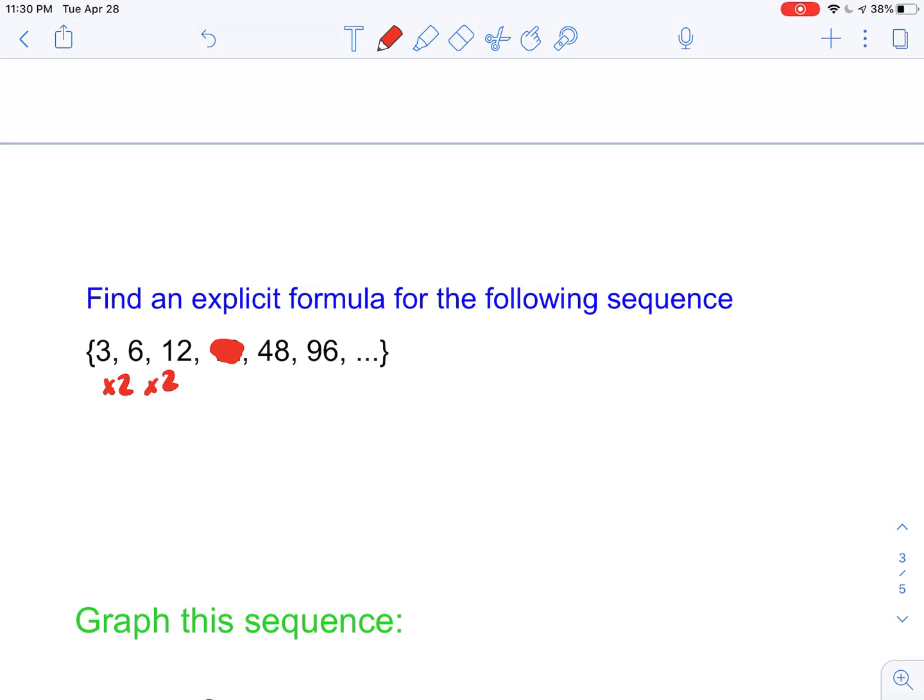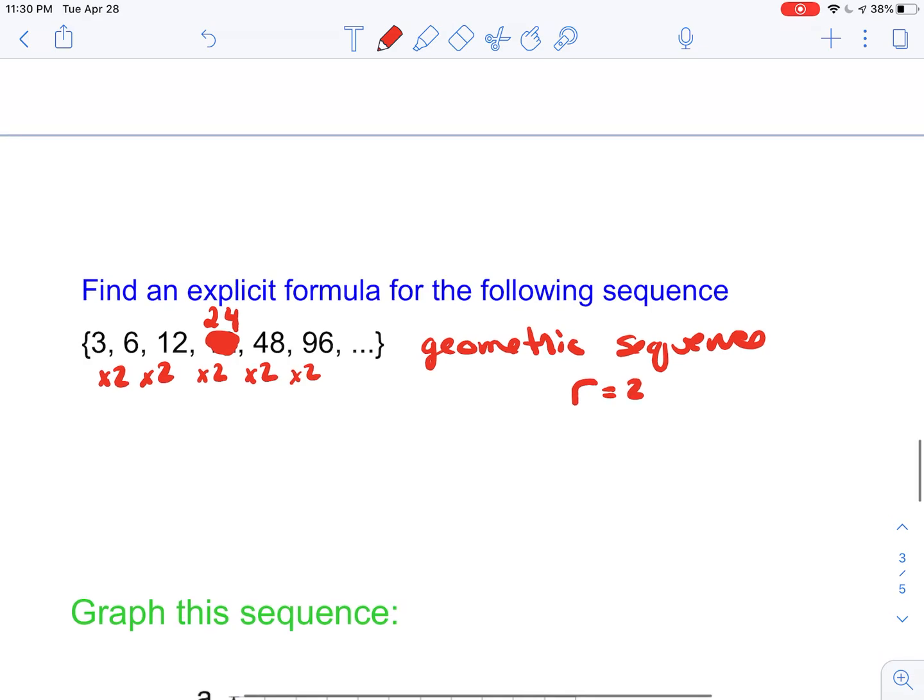3 times 2 gives me 6. 6 times 2 gives me 12. This should have been a 24. 12 times 2 gives me 24. 24 times 2 gives me 48. And 48 times 2 gives me 96. So this is going to be a geometric sequence with a common ratio of 2.